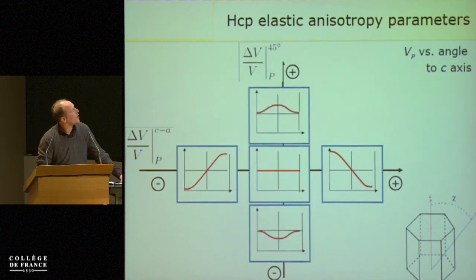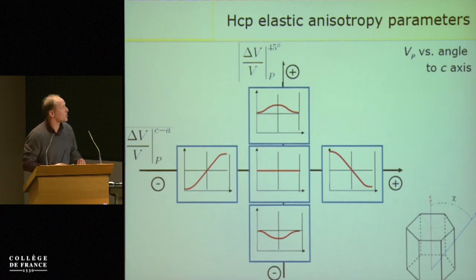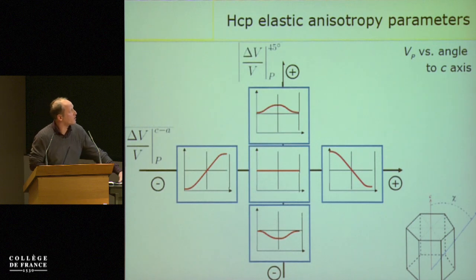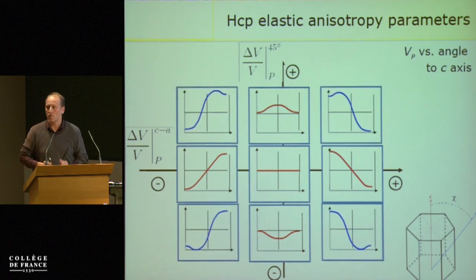And then the other parameter accounts for different shapes, like you can have some maximum in between, positive or negative, and then you can get any shape of single crystal anisotropy with those two parameters.